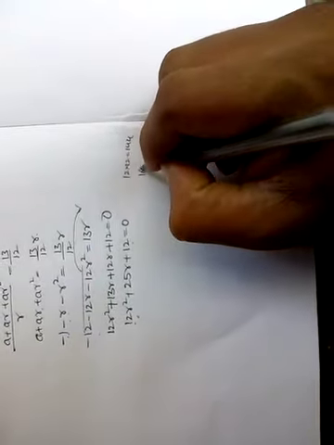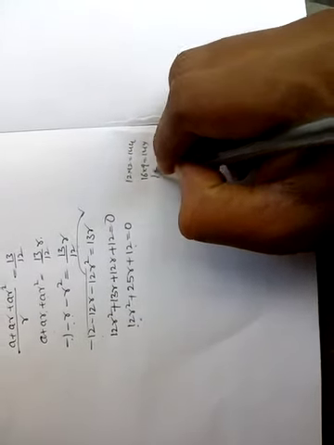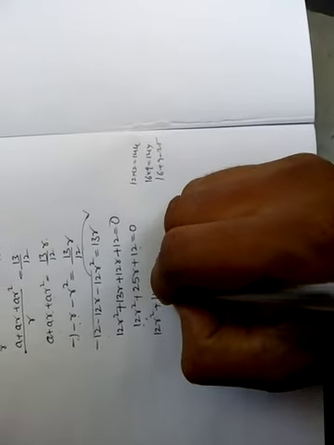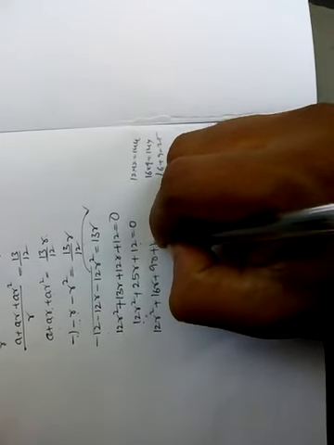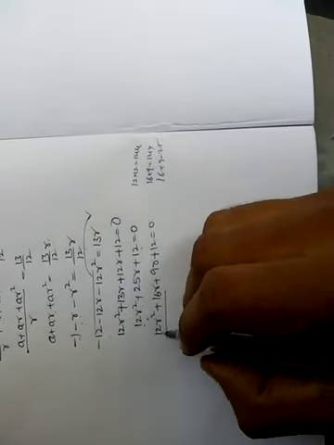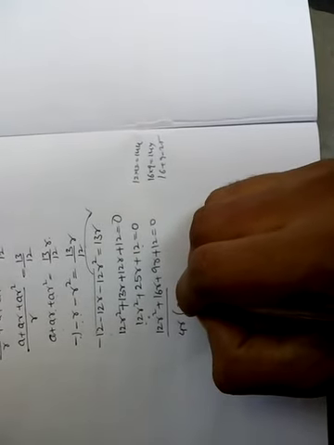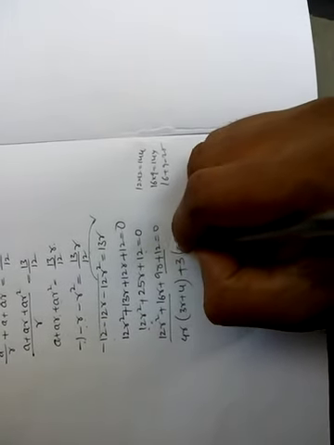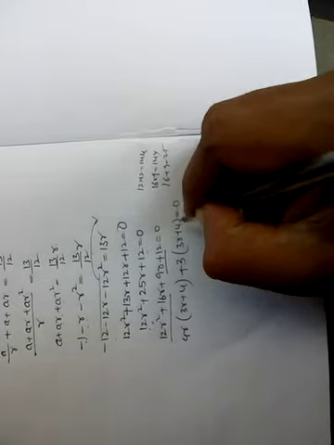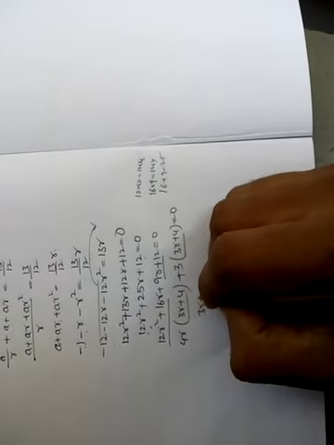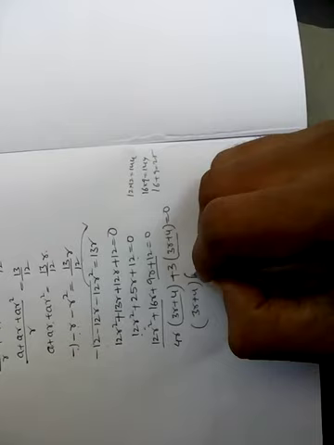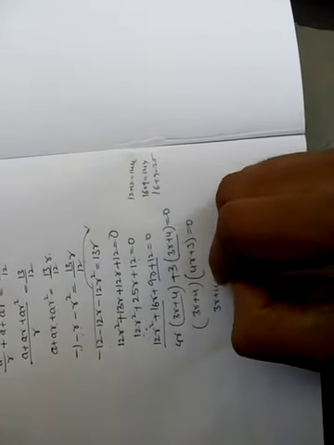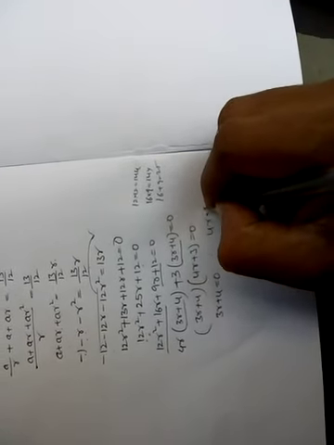So 16 times 9 is 144, 16 plus 9 is 25. So 12r square plus 16r plus 9r plus 12 equal to 0. First two terms, taking common 4r, 3r plus 4. Next two terms, taking common 3, 3r plus 4 equal to 0. Which one is common? 3r plus 4 is common. So by taking this common, 4r plus 3 equal to 0. So either 3r plus 4 equal to 0 or 4r plus 3 equal to 0.